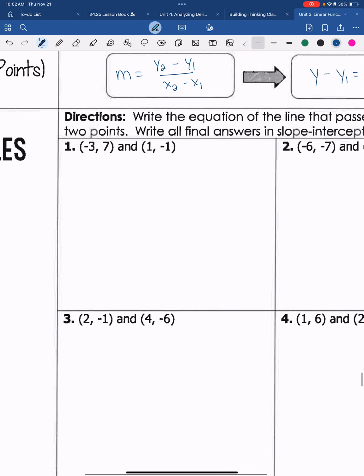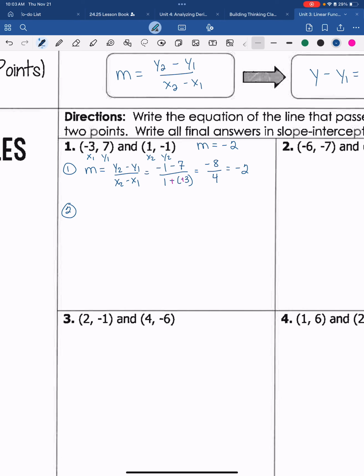We're going to start off first by finding our slope. M equals y2 minus y1 over x2 minus x1. So I'm going to go ahead and label x1 y1, x2 y2. And so I have negative 1 subtract 7 divided by 1 subtract a negative 3. I'm going to go ahead and change this to y plus 3 before I continue. Negative 1 subtract 7 is a negative 8. 1 plus 3 is 4. I divide to get a negative 2. So I'm going to write up here that my slope equals negative 2.